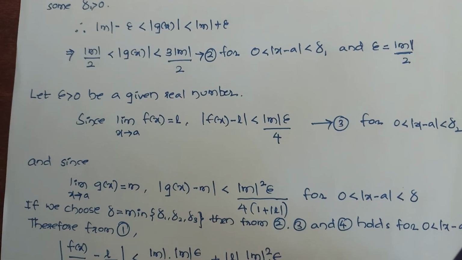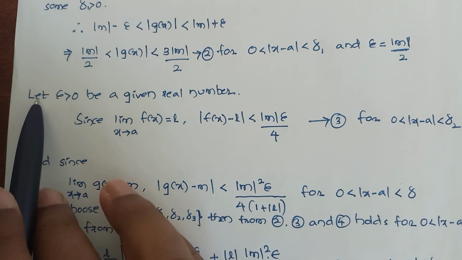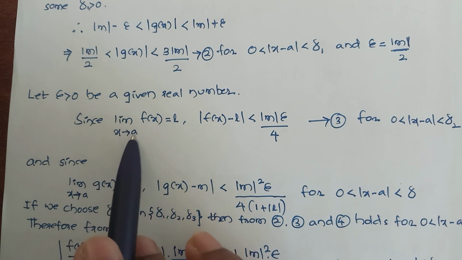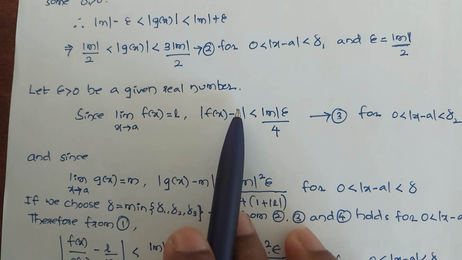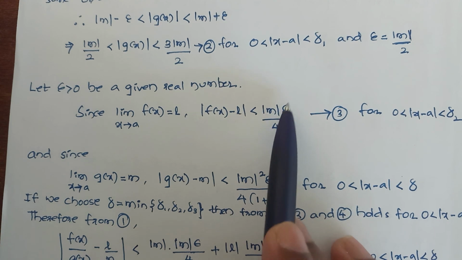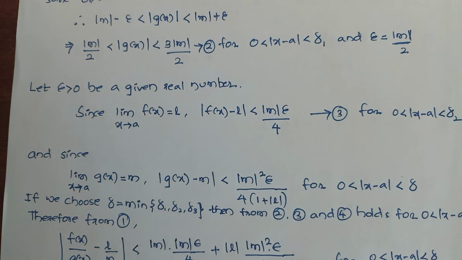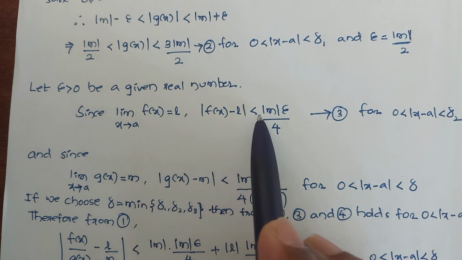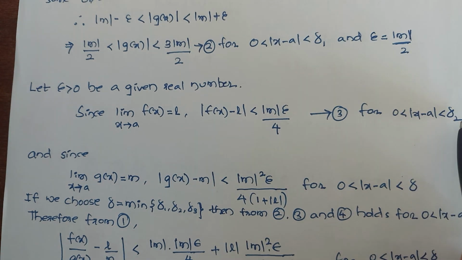So let epsilon greater than 0 be given. So using the definition of limit, we can express this in the form of: let epsilon greater than 0 be given, since limit x tends to a of f of x is equal to L, this can be expressed as modulus of f of x minus L is less than modulus of m into epsilon divided by 4. Epsilon is a very small quantity, and if you multiply a small quantity with a bigger quantity, it will still become a very small quantity. So modulus of f of x minus L is less than modulus of m into epsilon divided by 4 for 0 is less than modulus of x minus a is less than delta 2.